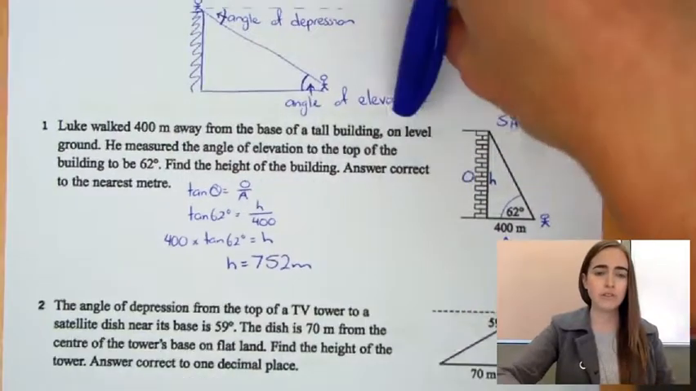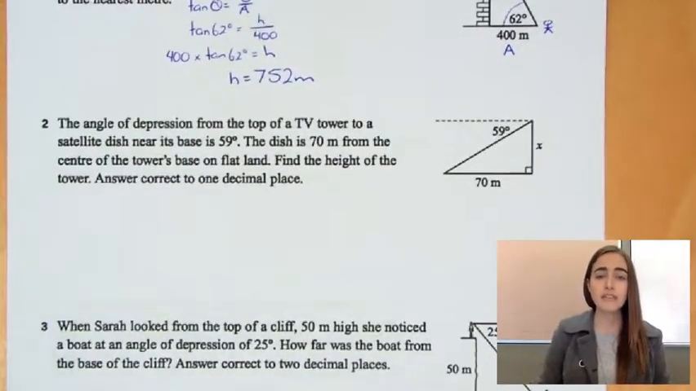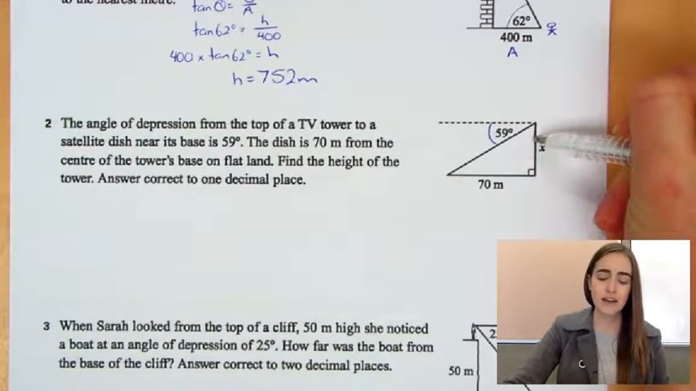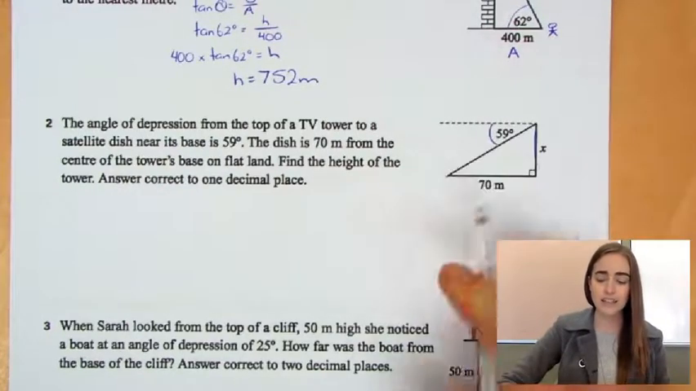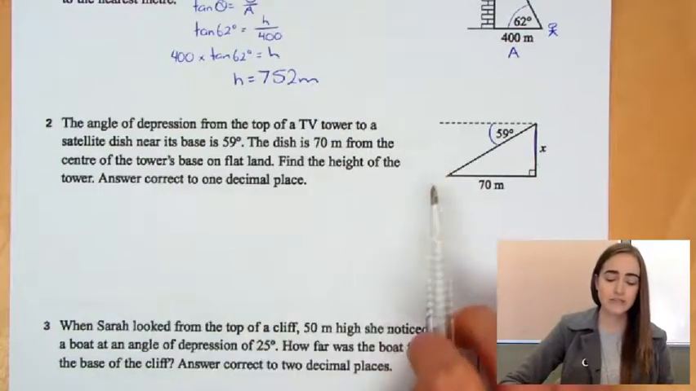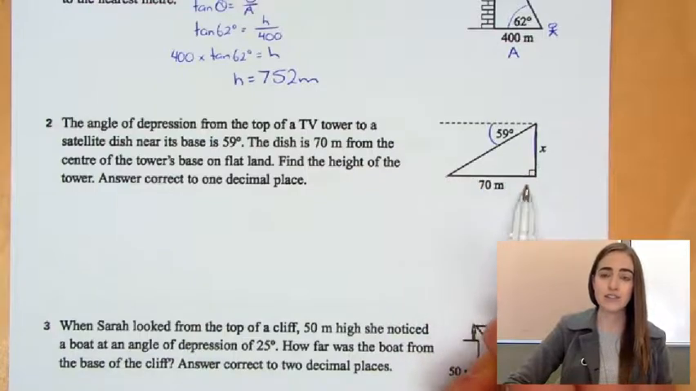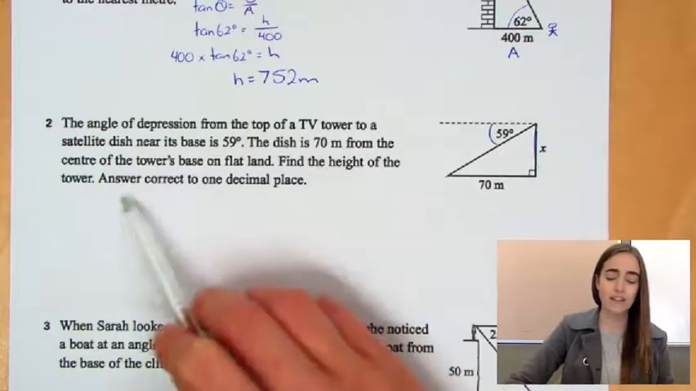Let's have a look at a problem that involves an angle of depression. So we've got the angle of depression from the top of a TV tower to a satellite dish near its base is 59 degrees. So that's our angle of depression there. This here is our TV tower, and this would be our satellite dish over here in this corner. It says the dish is 70 metres from the centre of the tower's base. So this is the 70 metres along here. So that's our satellite and our tower. And it's asked us to find the height of the tower.